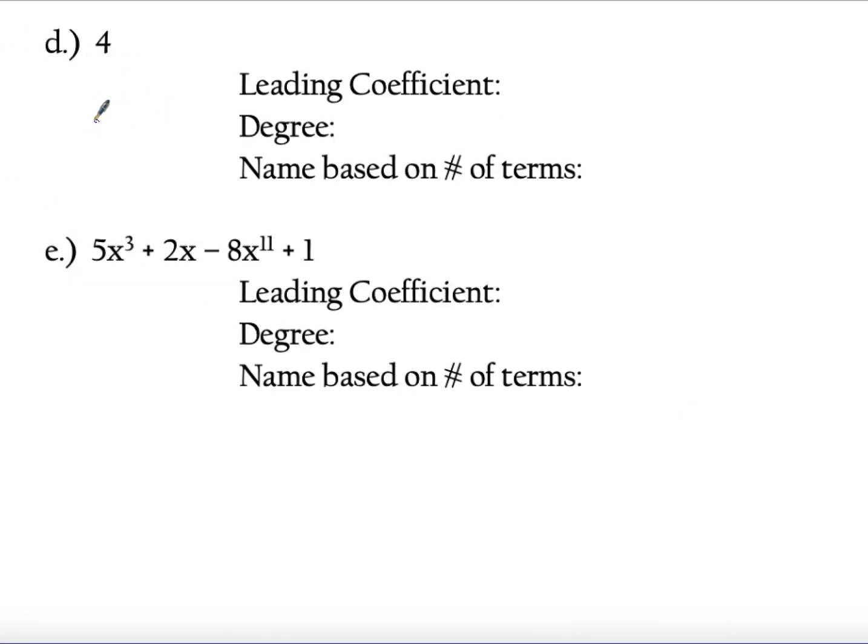Letter D, a constant there. That constant leading coefficient we're going to say is 4, degree is 0 for the constant, and it is just one term, making that a monomial.